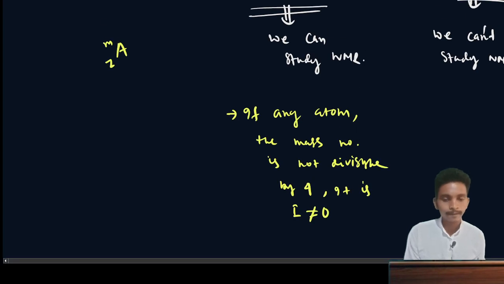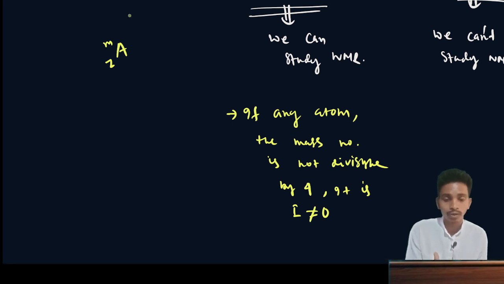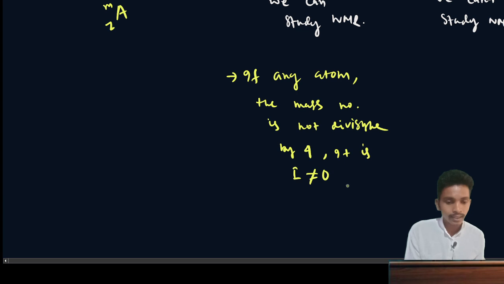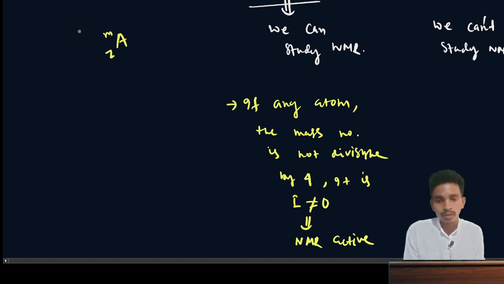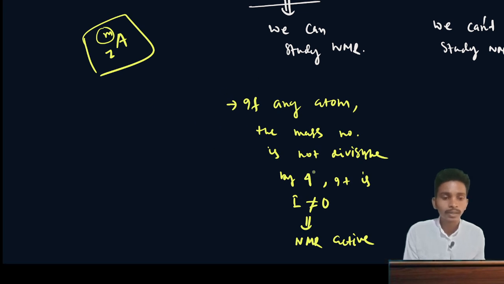So you look at whether the mass number is divisible by 4 or not. If it is not divisible, then I is not equal to 0 and it is NMR active. For any atom, we divide the mass number by 4. If it is completely divisible by 4, then it is NMR inactive. And if it is not divisible by 4, then it is NMR active.